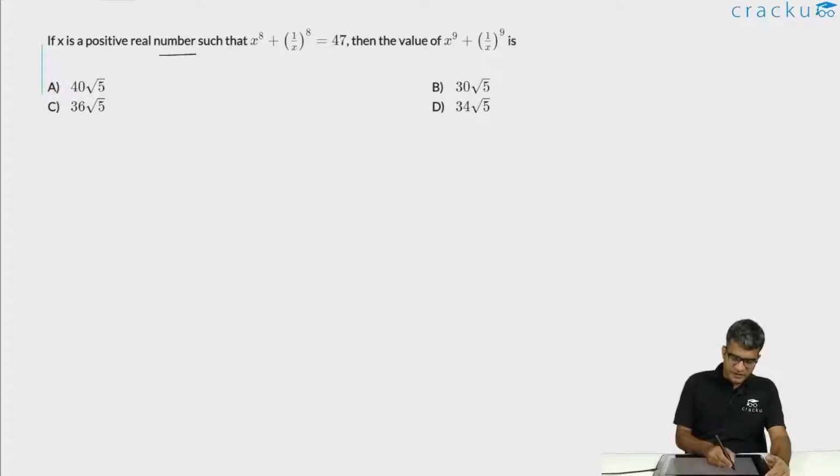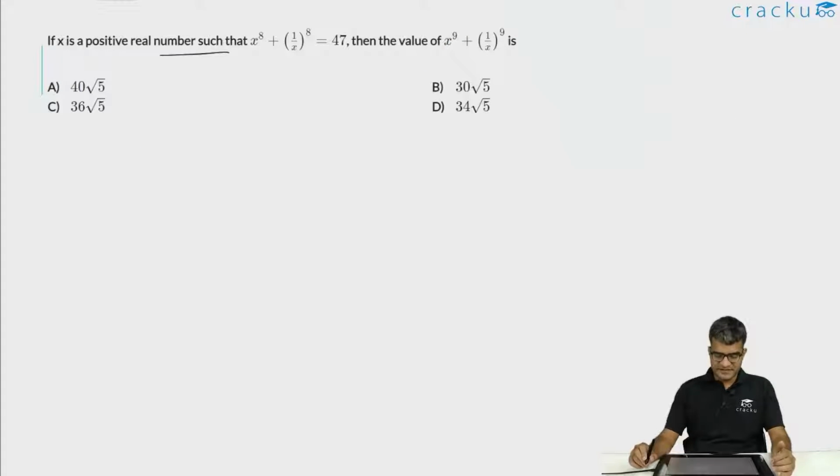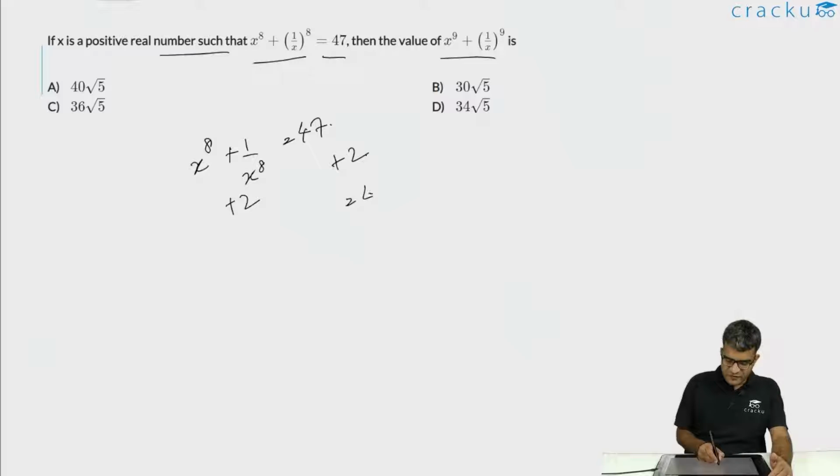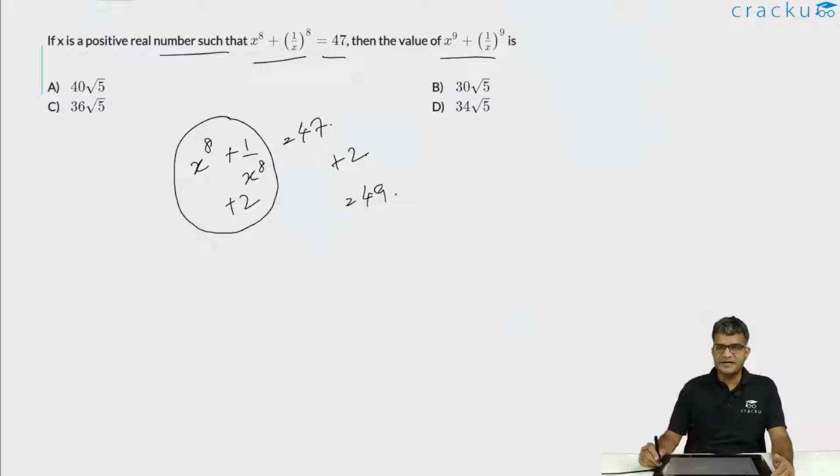In this question, we are told that x is a positive real number such that x to the power 8 plus 1 by x to the power 8 is 47. We are required to calculate the value of x to the power 9 plus 1 by x to the power 9. We know that x to the power 8 plus 1 by x to the power 8 is equal to 47. So let us add 2 to both sides, plus 2 and plus 2. So the right hand side becomes 49 and the left hand side is x to the power 8 plus 1 by x to the power 8 plus 2.